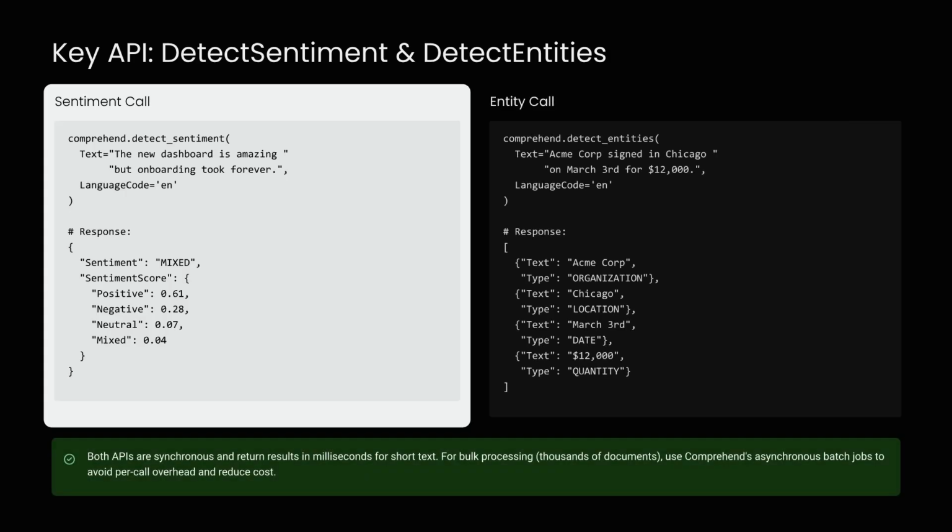Both are synchronous for short text, returning results in milliseconds. For bulk processing, use Comprehend's asynchronous batch jobs to avoid per-call overhead.